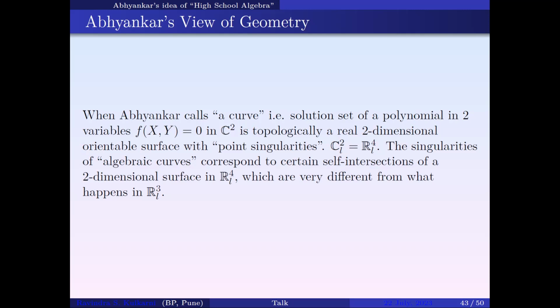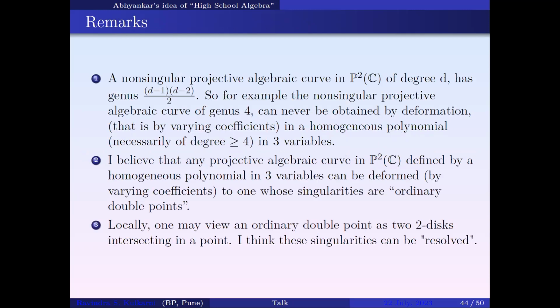Now if you take a non-singular projective algebraic curve in the complex projective plane of degree d, then degree d is some algebraic invariant. And it has genus. This is a topological idea. The genus is (d-1)(d-2)/2. Now, this is a quadratic expression. So, for example, for a non-singular projective algebraic curve of genus 4, you can write down the equations. But it can never be made non-singular, even after deformation. It will always have some intersections. It will always have singularities.